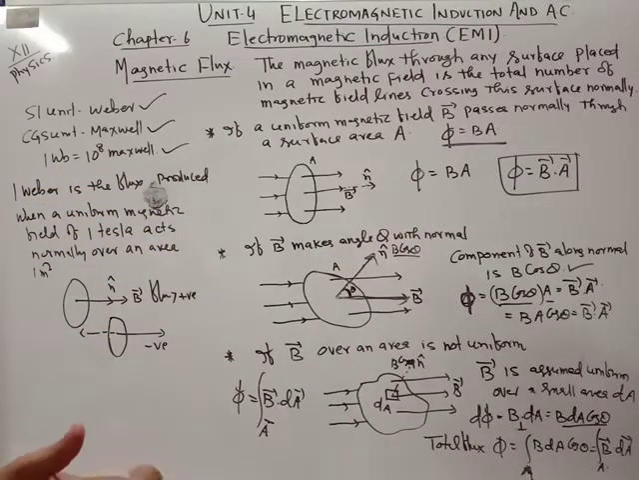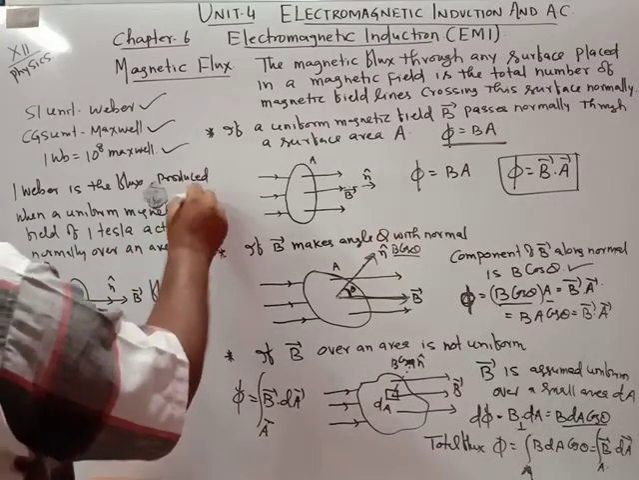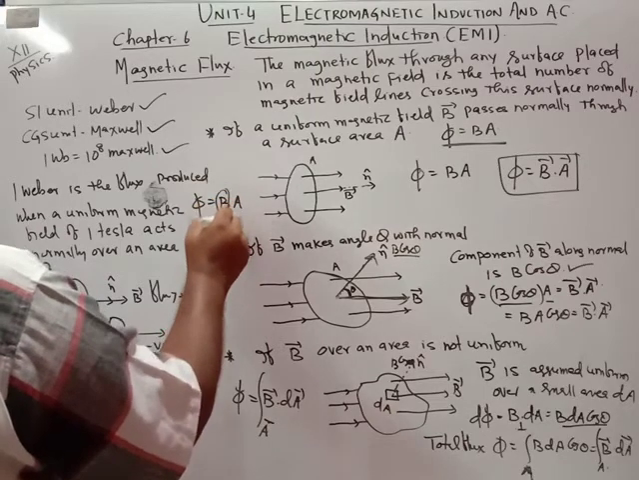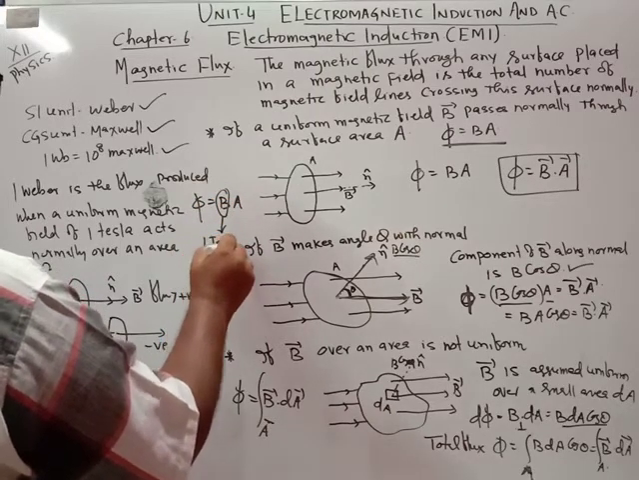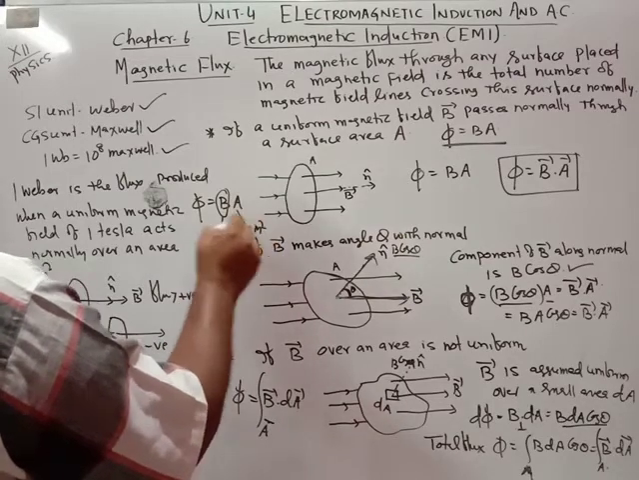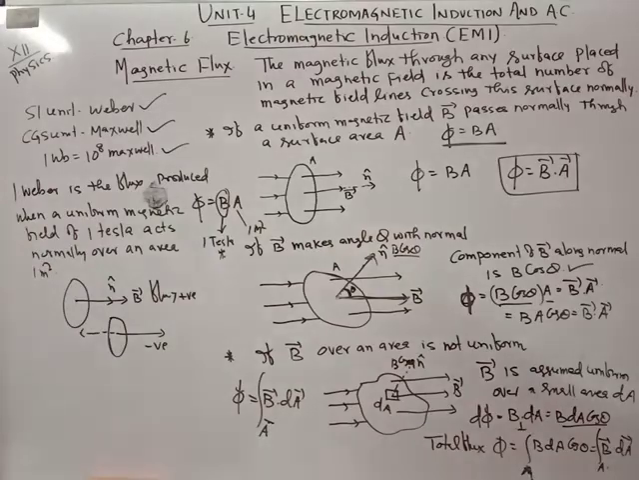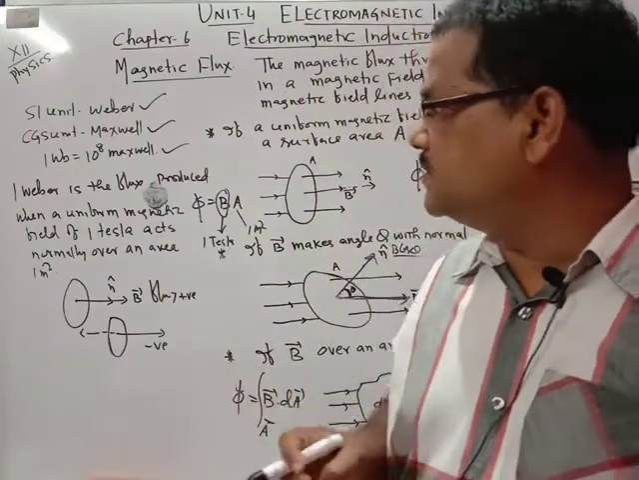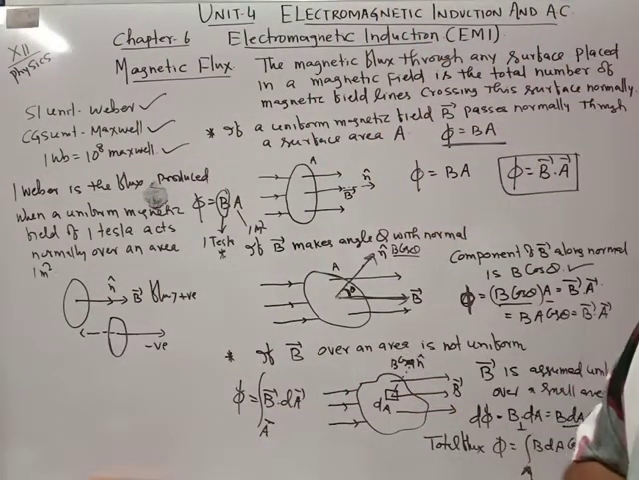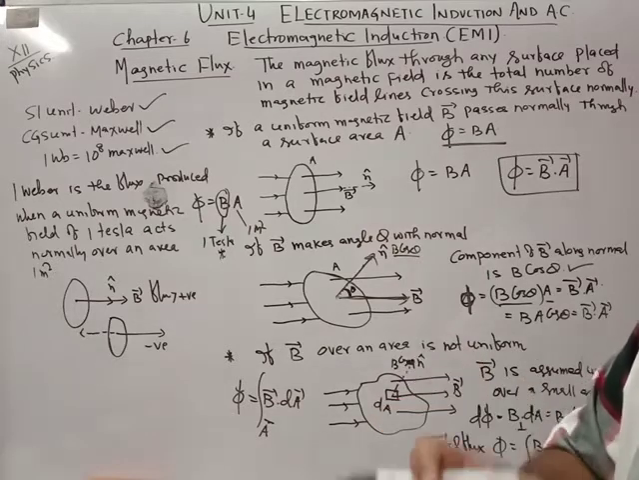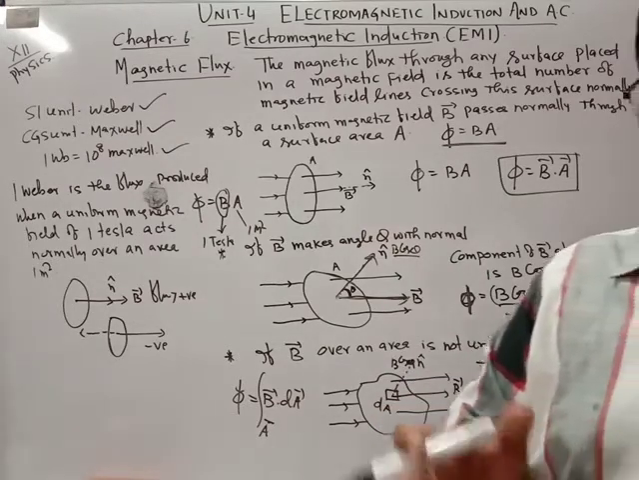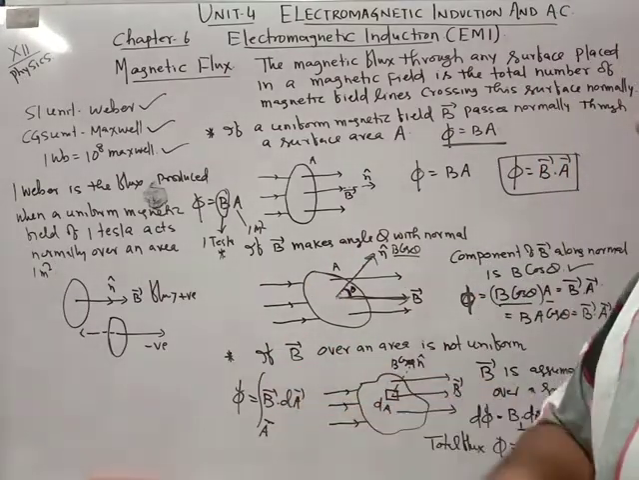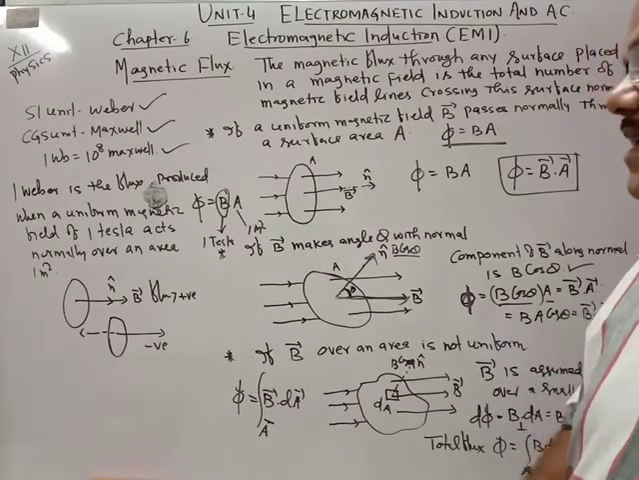And what is the definition of 1 Weber? Suppose flux phi equals BA, if B is 1 Tesla and A equals 1 meter square, so what will be the flux? The flux linked to the surface equals 1 Weber. So 1 Weber is the flux produced when a uniform magnetic field of 1 Tesla acts normally over a surface area of 1 meter square. If a 1 Tesla magnetic field acts normally to a surface area of 1 meter square, that amount of flux which will be linked to the surface will be 1 Weber.